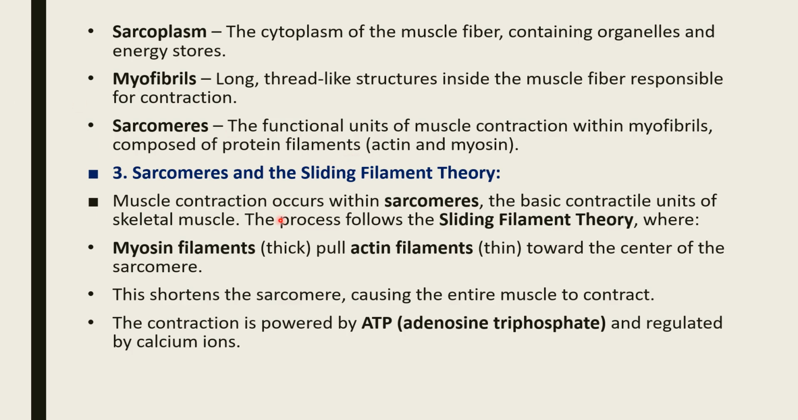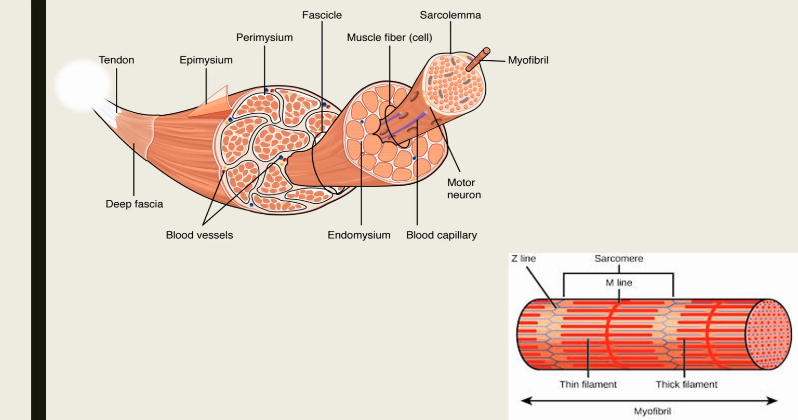Sarcomeres and the sliding filament theory. Muscle contraction occurs within sarcomeres, the basic contractile units of skeletal muscles. The process follows the sliding filament theory, where myosin filaments, thick, pull actin filaments, thin, towards the center of the sarcomere. This shortens the sarcomere, causing the entire muscle to contract. The contraction is powered by ATP, adenosine triphosphate, and regulated by calcium ions.